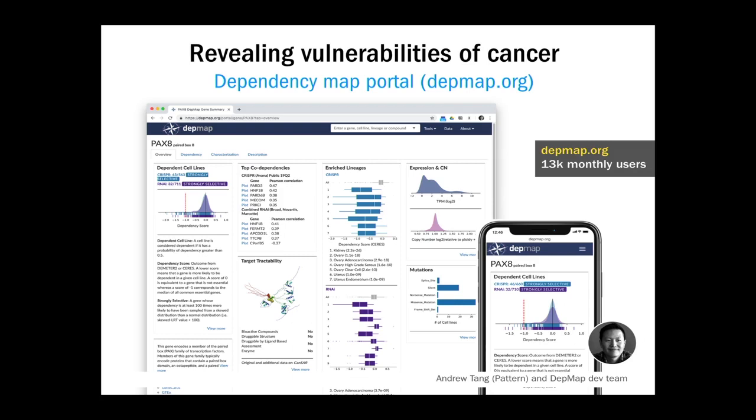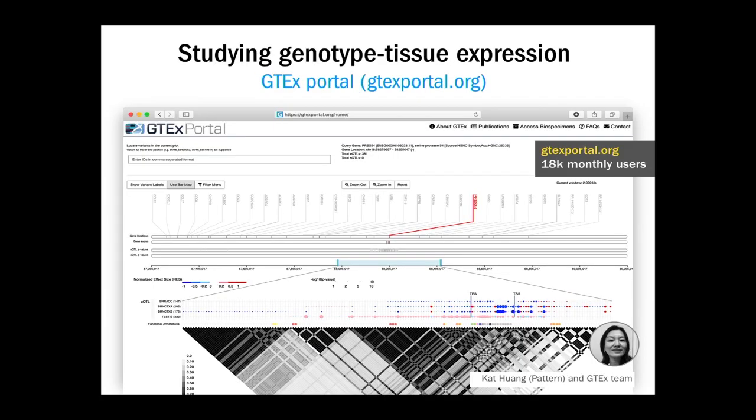We also work on the Dependency Map project, which is a large-scale profiling of cancer cell lines for genetic vulnerabilities and sensitivity to compounds. We also work on the GTEx portal, and we're responsible for the visualization and the technical development of this whole portal. This is something perhaps people at the Allen Institute know about. We map out tissue for the whole body, but some of it's the brain as well.